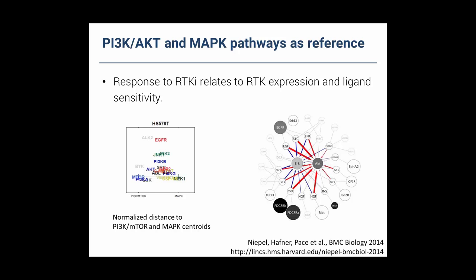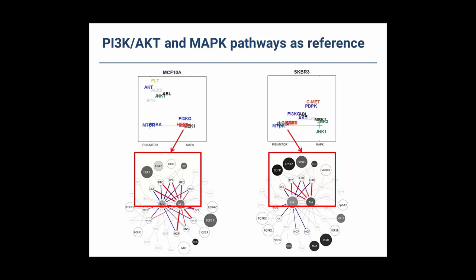Now, if we look at MCF10A and SKBR3, we can ask the question: why is there a bias, especially for the EGFR ERBB2 inhibitors? In the case of 10A, which has a high level of EGFR and high EGFR activity, we see in the transcriptional response to kinase inhibitor that it clusters with the MAPK pathway inhibitors. Whereas in the ligand response, we see that the ERBB ligands are actually inducing both AKT and ERK.